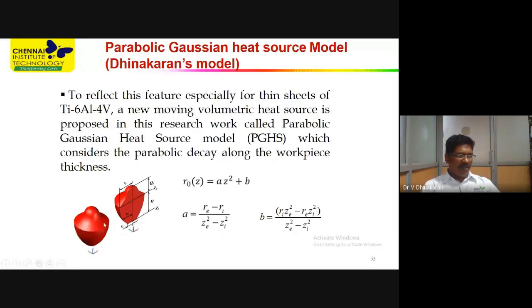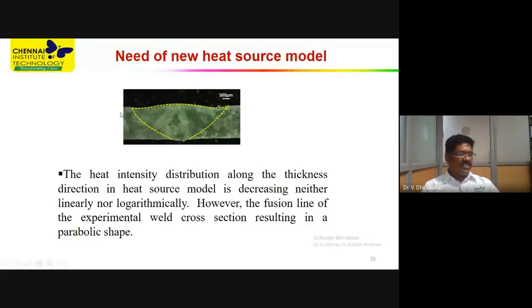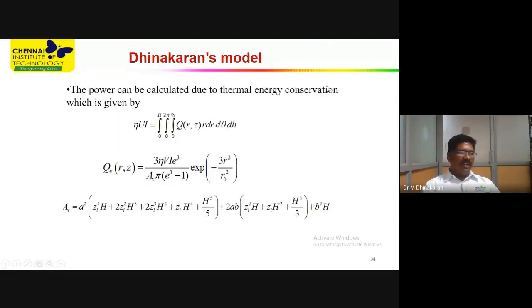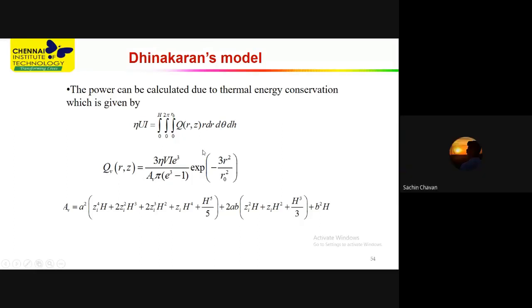See, this is a parabola. The parabolic distribution has been used to mimic the physical system. This is physics, and I am converting the physical system into a mathematical equation. So I developed a mathematical model called Dinakaran's model, published in my name and available in the literature. It has been derived using a triple integral. This is the equation we developed to represent the Dinakaran heat source model, where Av is represented by this equation. So this heat source model is a replica of the physical process.